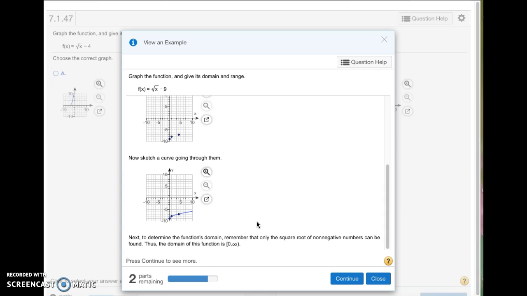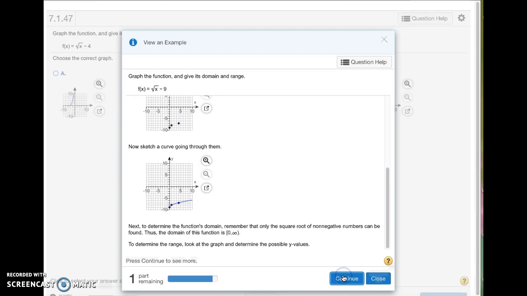Remember what I told you, when you're looking at a domain, you're looking at the values of x that are valid for this function. In this case, you know already that x can only be 0 and any positive number. So including 0, we do a closed bracket because 0 can be included, all the way up to positive infinity, because any positive number you can plug in here and get a value for f of x.